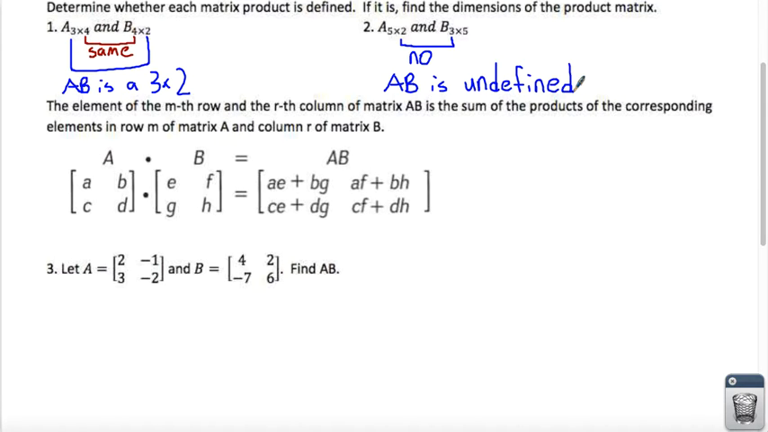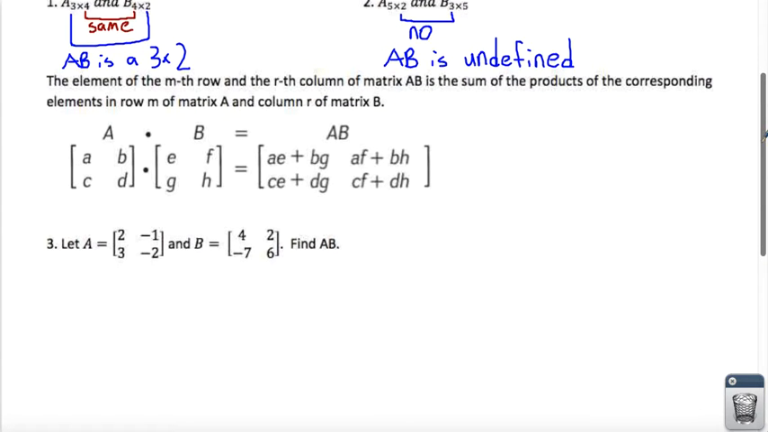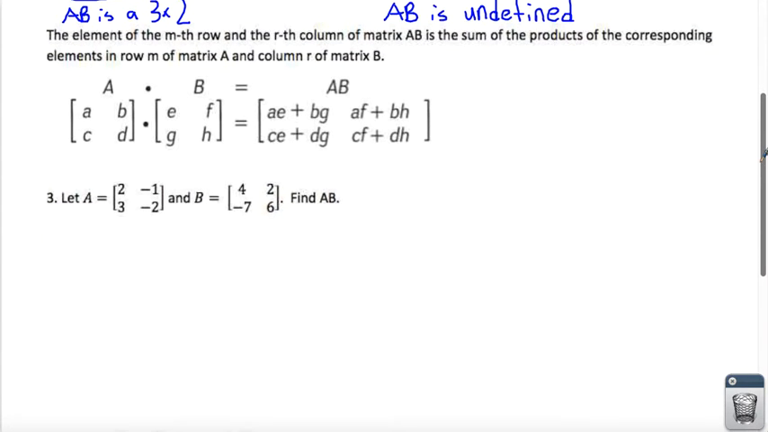All right, now let's get to actually multiplying matrices. When you multiply matrices A and B, the element of the mth row and the rth column of matrix AB is the sum of the products of the corresponding elements in row m of matrix A and column r of matrix B. If that didn't make sense to you, don't worry. It barely makes sense to me, and I grabbed it out of the textbook. It makes more sense when you do it.